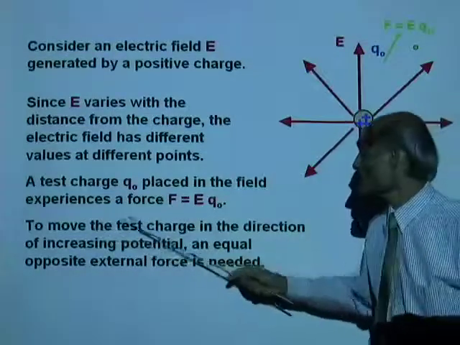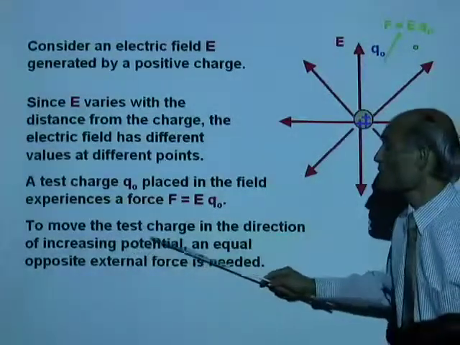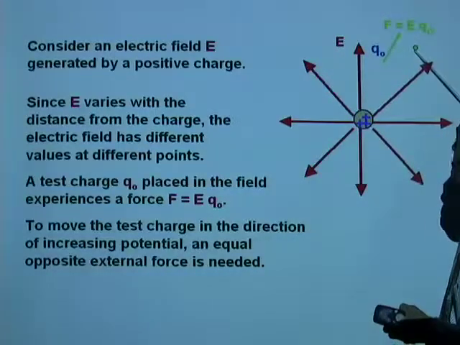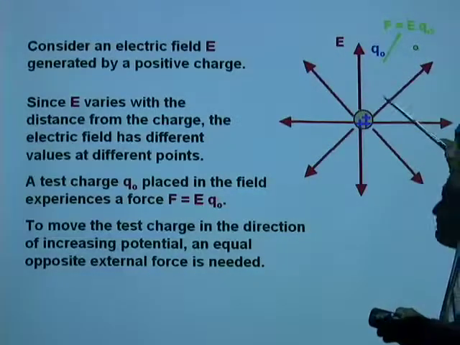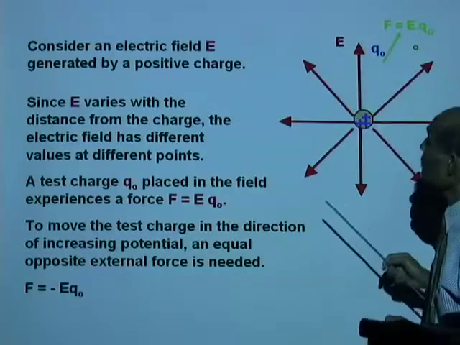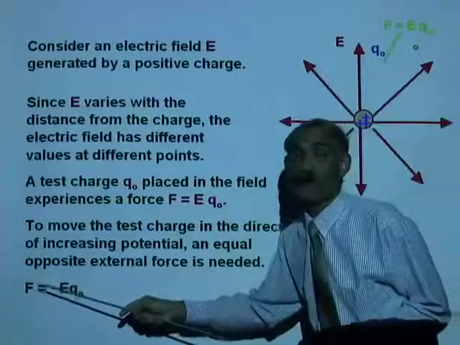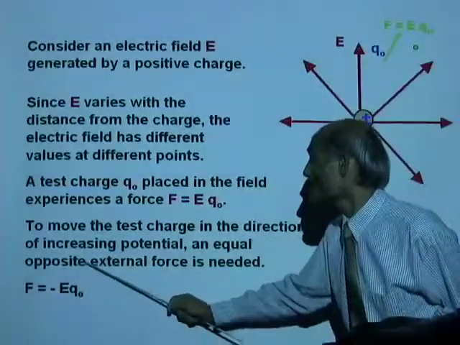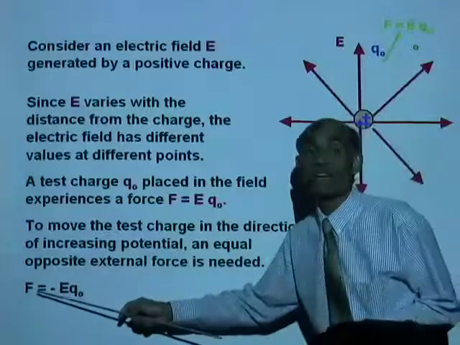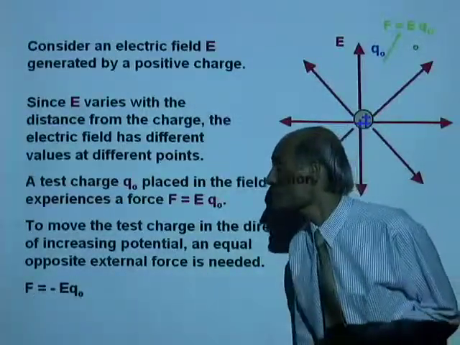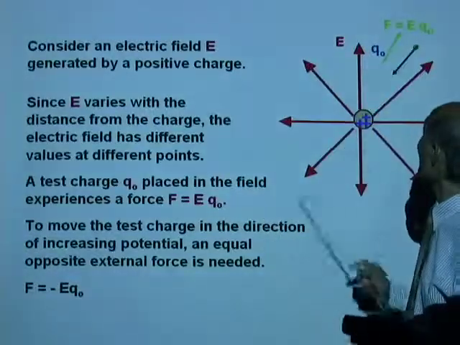Now, to move the test charge in the direction of increasing potential. What is the direction of increasing potential? Towards the positive charge. An external force needs to do work. That means an external opposite force is needed and the work done will be equal to negative E Q0.